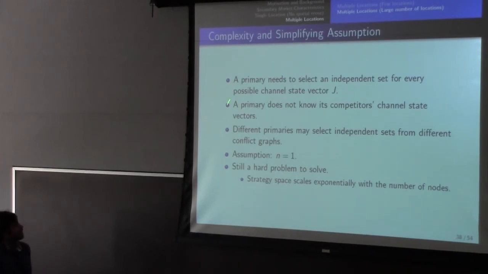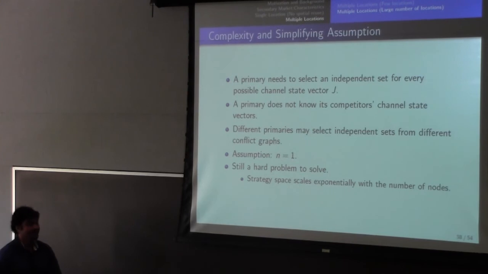But this setting is very complicated because a primary needs to select an independent set for every possible channel state vector J, and a primary also does not know its competitor's channel state vectors. So if I have the channel state vector J, my competitor may have a different channel state vector, say J1. So my competitor may be selecting an independent set from a completely different conflict graph from me. So to simplify this setting, we assume that n is equal to 1. So this means that the channel is either available or not available for sale at a given location. But it's still a hard problem to solve because the strategy space scales exponentially with the number of nodes. So the strategy space will be 2 to the power V, because at a given node the channel may be 0 or 1.